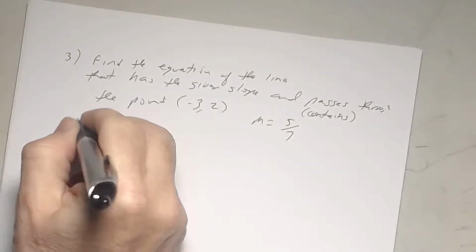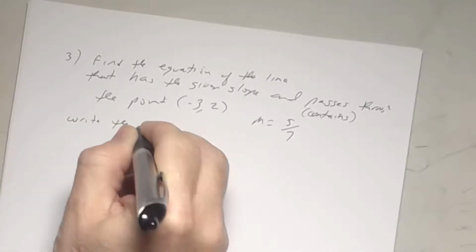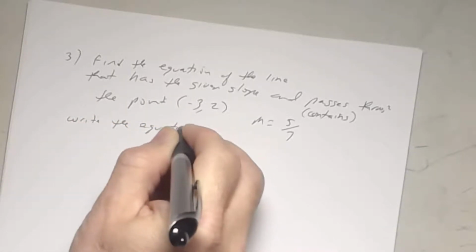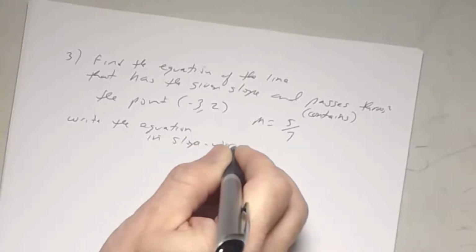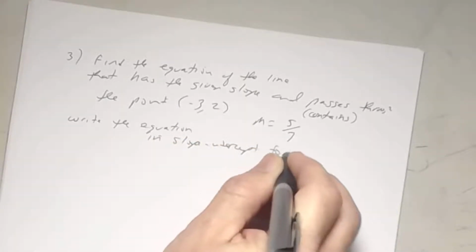And they want the answer in slope-intercept form. Write the equation in slope-intercept form. Okay?